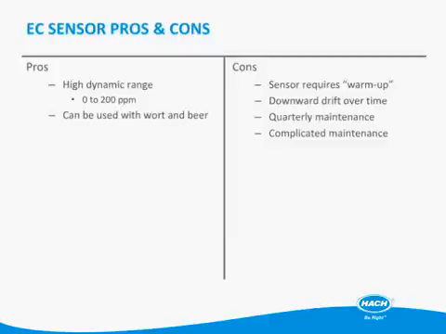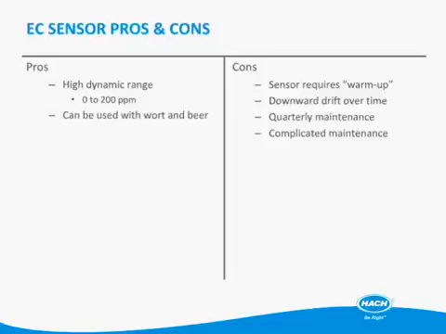Electrochemical sensors have some advantages over optical sensors, although they are much harder to maintain, and they do have downward drift, which has some complications. They have an incredibly high dynamic range. One sensor can go from 0 to 200 ppm with just a couple of parts per billion of uncertainty on the low end and maybe 1% on the high end. It makes them really great for wort and beer.